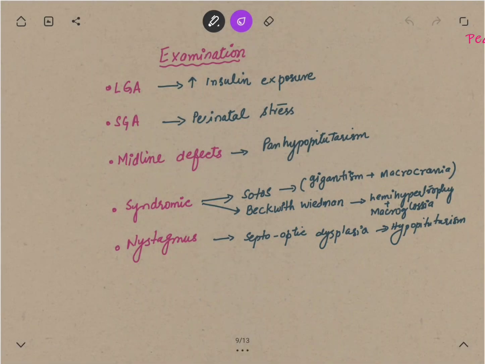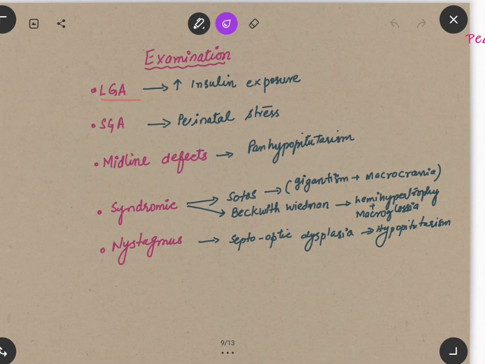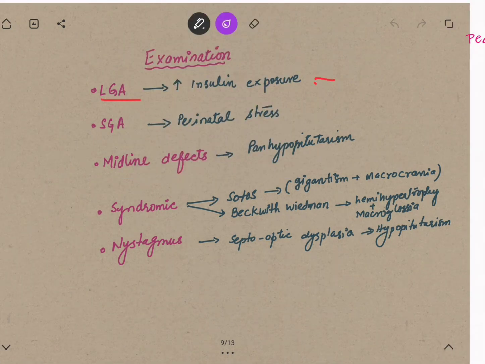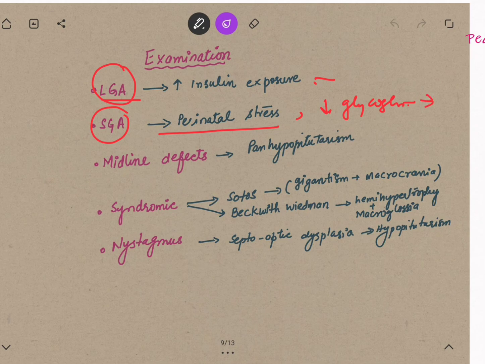So on examination, there are a few things which need to be remembered. If the child is large for gestational age, we know that the child will have increased insulin exposure, which leads to hyperinsulinemia and puts the child at risk of hypoglycemia. For the child who is small for gestational age, these are the findings we look for on examination. We know that they have perinatal stress and decreased glycogen stores, which place the child at risk of hypoglycemia.